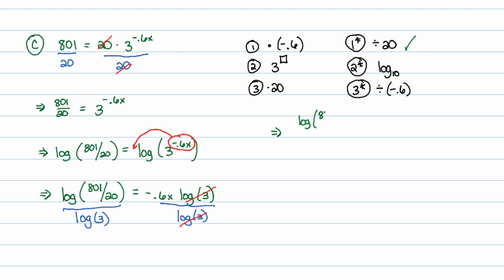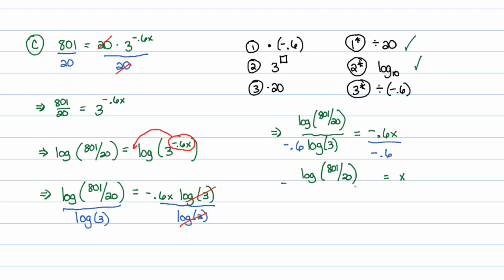Log of 801 over 20 divided by log of 3 must equal negative 0.6x. Now I get to divide both sides by negative 0.6. Not x, but negative 0.6. Now remember, dividing by a negative 0.6 is the same thing as multiplying the denominator by a negative 0.6. On the right hand side we'll get x. On the left hand side we will have a negative log of 801 over 20 over 0.6 log of 3. I just pulled the negative out front, that's all.